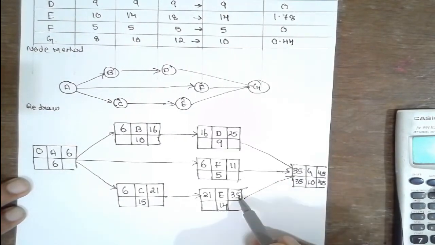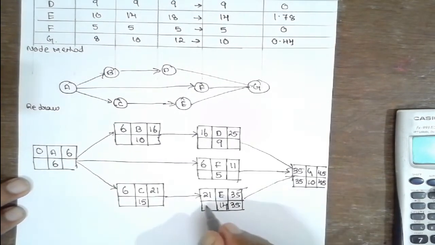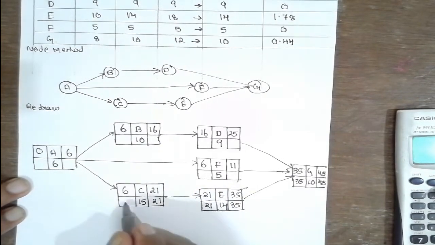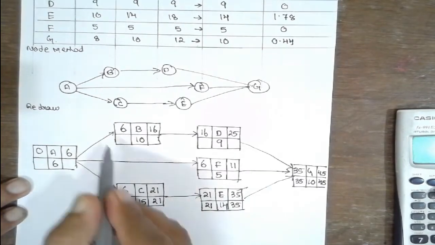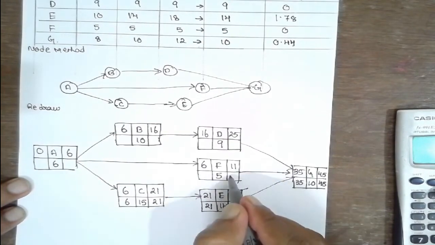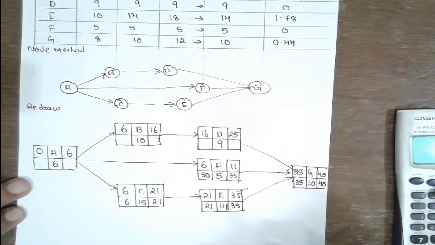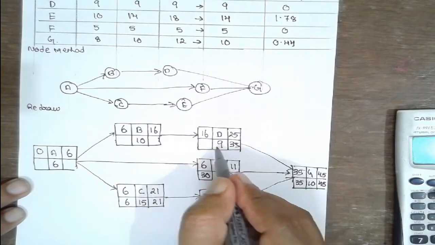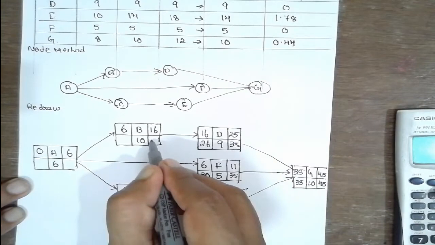See here. Now 35 is here. Again write 35 here. 35 minus 14, 21. Write 21 again here. 21 minus 15, 6. 0 here. Let us see here because there is a junction here. Now see here. Write 35 here. 35 minus 5, 30. Now again 35 right here. 35 minus 9, 26. Move 26 here.